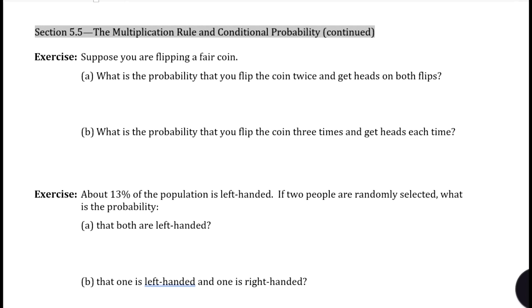Hello, this is the second page of exercises for section 5.5, the multiplication rule and the conditional probability. Suppose you are flipping a fair coin. What is the probability that you flip the coin twice and get heads on both flips?